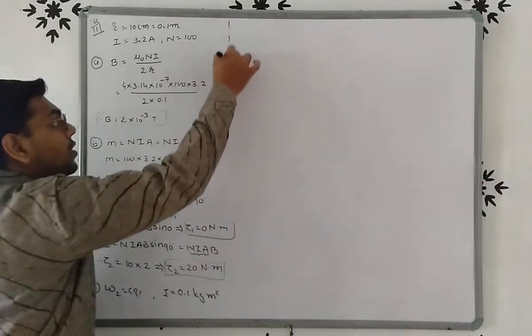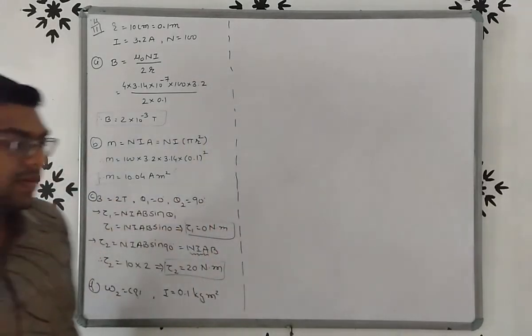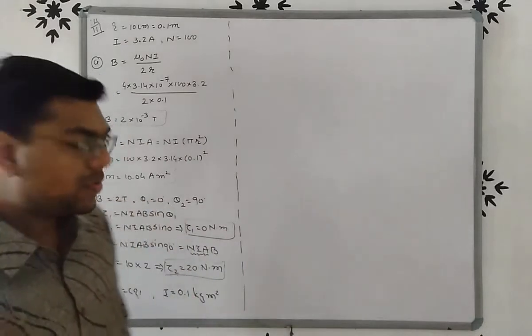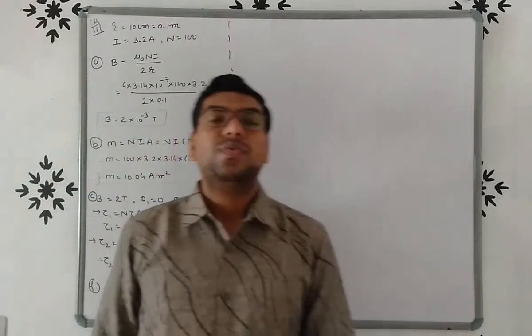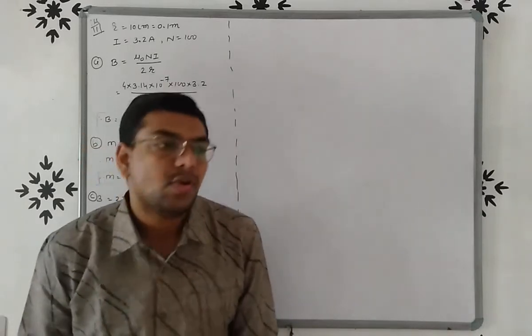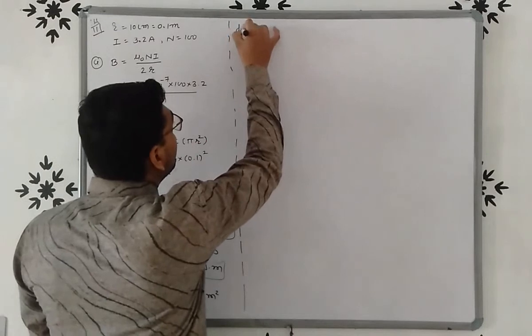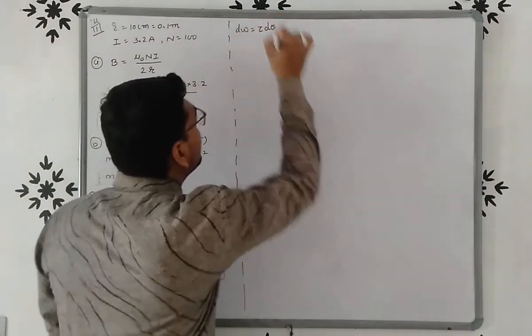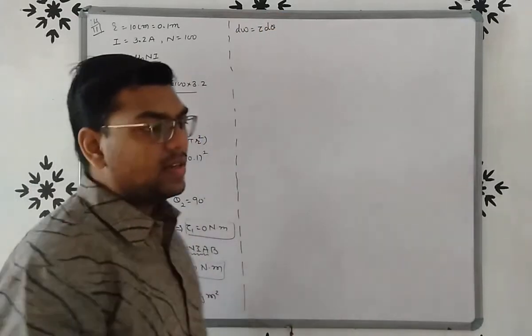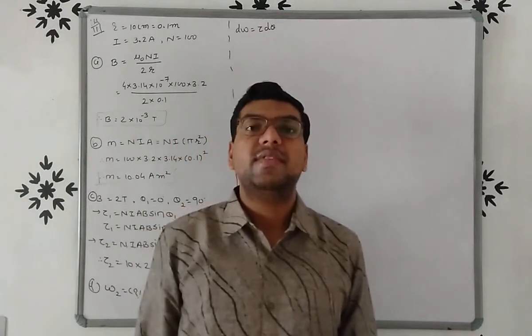So to find out omega 2, we have to derive a relation of omega 2 with the moment of inertia I. We already know the formula of work, that is dW is equal to tau into d theta, right? We already discussed this formula in standard 11, right?